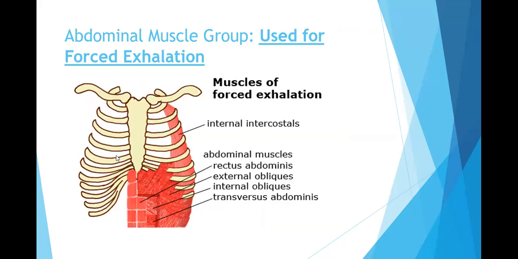All right, the muscles we use for forced exhalation are what? Abdominal. The abdominal muscle group is used for forced exhalation. So when you have to do a forced vital capacity, or you're trying to blow out some candles, right? Or cough, you'll be using your abdominal muscle group. You won't have to remember all the parts of the abdominal muscles. They're just showing you: you have your rectus abdominis, external obliques, internal obliques, and transverse abdominis.